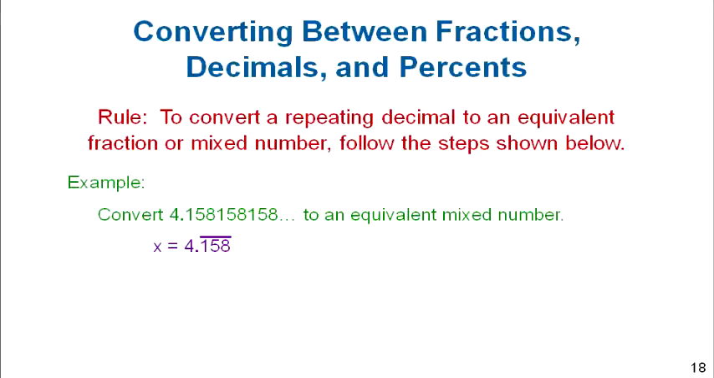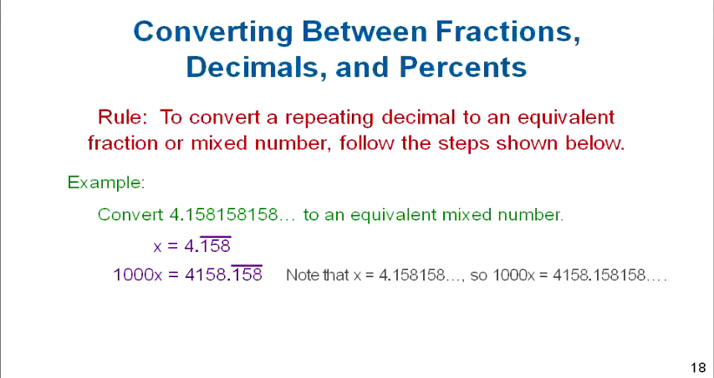Now let's talk about how we can convert this decimal to an equivalent mixed number. Again, I'll start by saying that x is equal to this decimal using the horizontal segment notation. Next, I'll multiply both sides of this equation by 1,000. In this example, I'm choosing to multiply both sides by 1,000, which, of course, is a 1 followed by 3 zeros, because there are 3 digits that repeat. You might recall that I multiplied both sides of the equation in the last slide by 10, when there was only 1 digit that repeated.